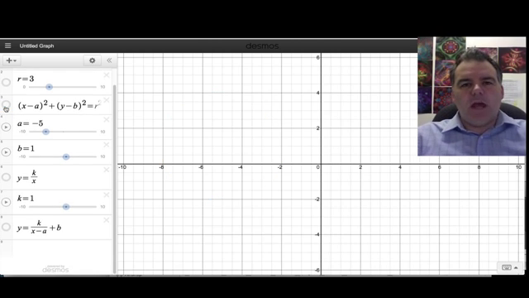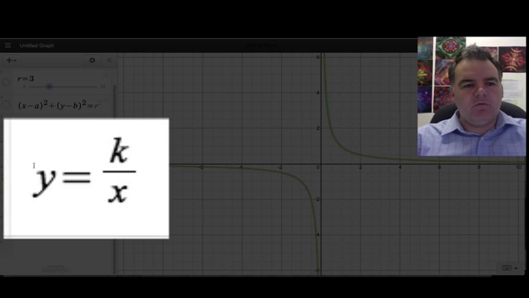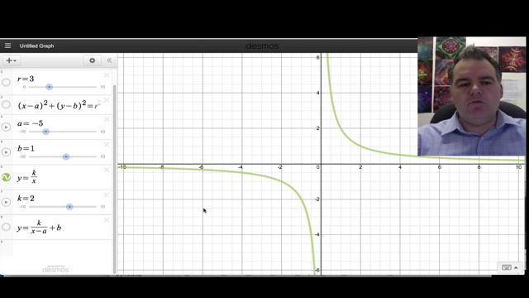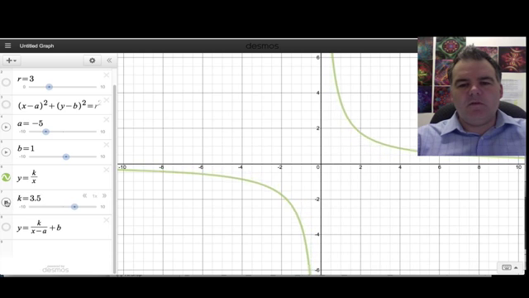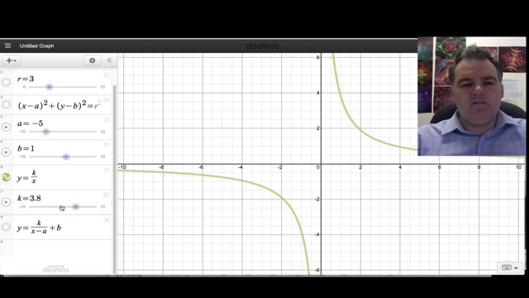Last kind of graph we're going to look at here is what's called rectangular hyperbolas. And these are graphs that look like this. And the equation is y equals, in this case, 1 over x. If I change the value on the top line there, there's y equals 2 over x. If I keep changing the value, the hyperbola just gets further and further away from the axes. Now let's just examine this.